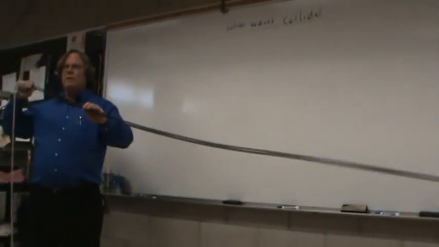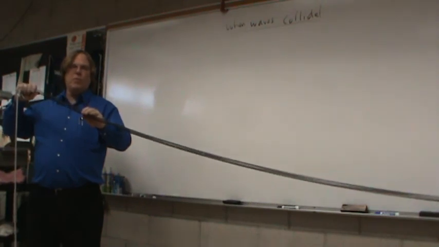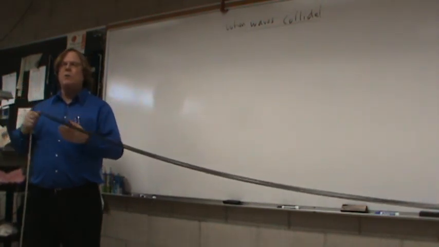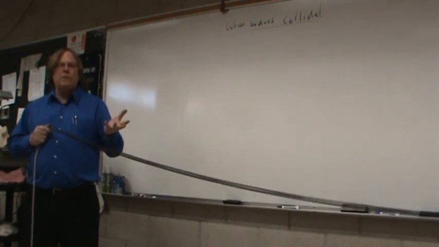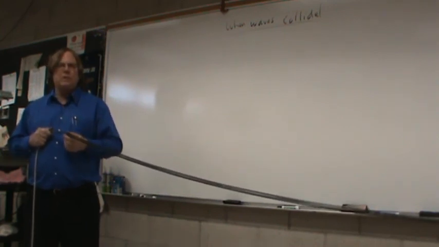And I can send a pulse to Anais, there's the pulse. But the question is, what if I send a pulse to her and she sends a pulse to me? What happens when our two pulses collide with each other? Do they bounce off each other or do they pass through each other?